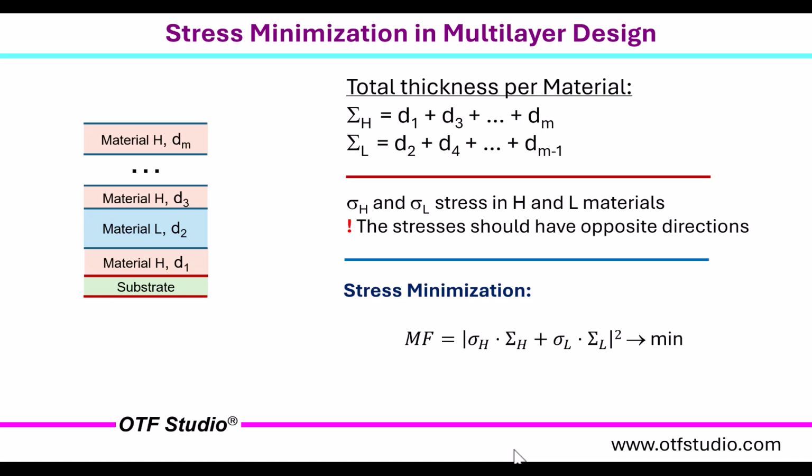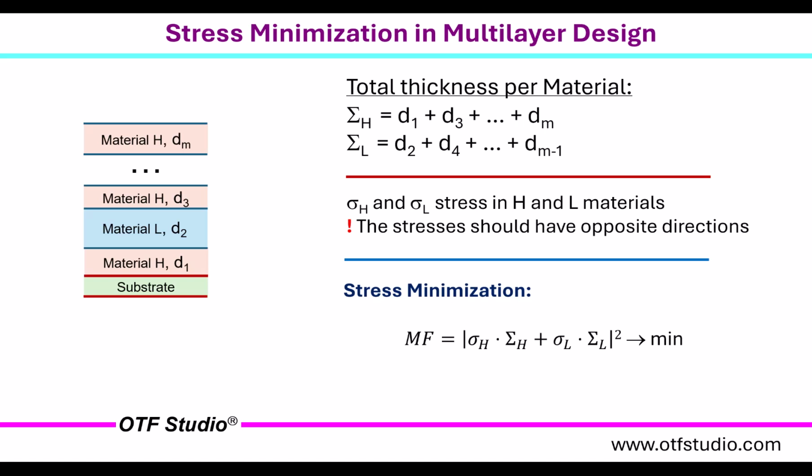Stress can cause a range of defects in optical coatings including buckling, cracking and delamination. In this video, I demonstrate how to minimize stress in multi-layer design using OTF Studio thin film software. This is the third video in the series on stress features. You will find the link to the previous video on the top of the screen.